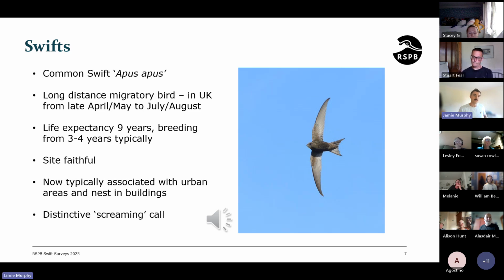For a lot of us in conservation, this is when you know that summer is well and truly on its way, when you start to hear swifts. Soundtrack to the summer. And usually that's what gives away swifts being in an area. You tend to hear them before you see them.